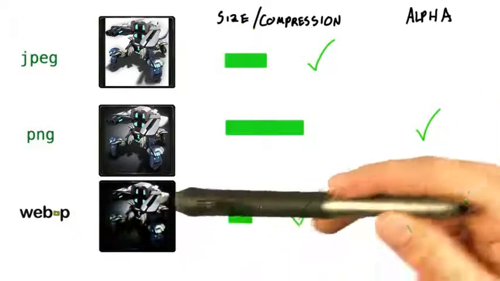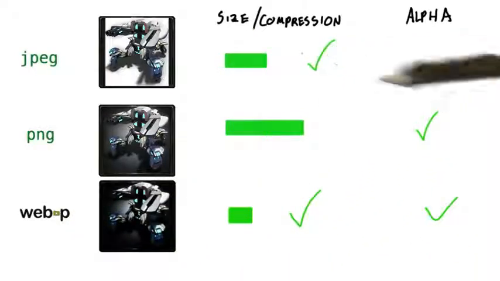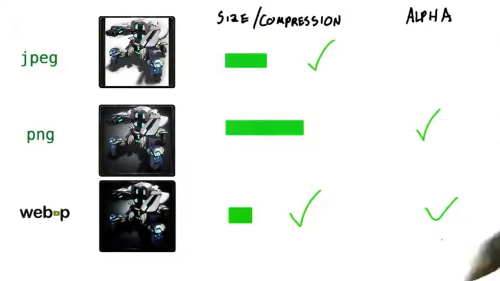Therefore, we have with this new image format the ability to get good compression and alpha transparency where we need it. Don't you love the internet?